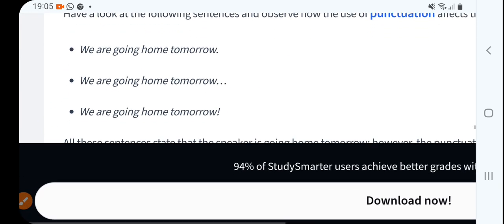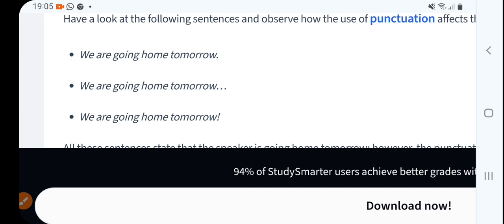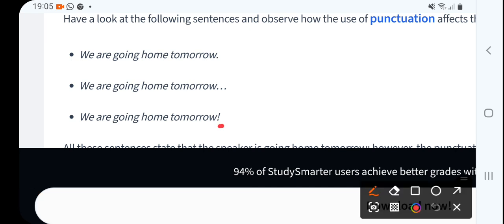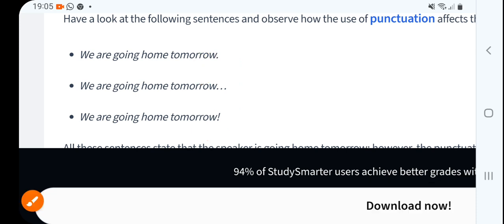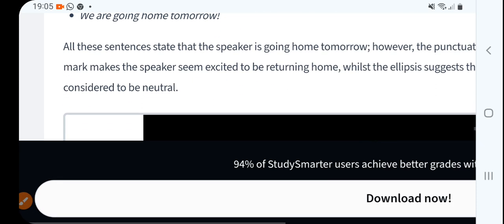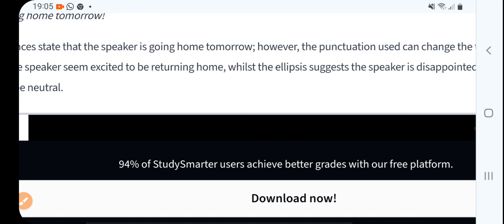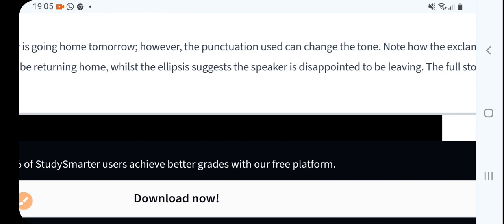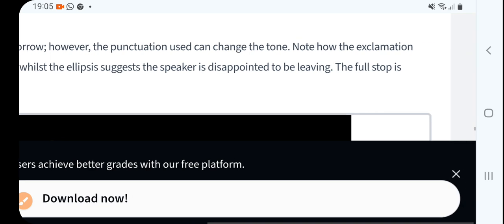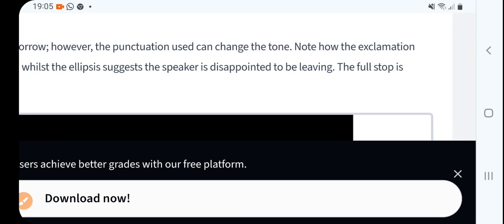We are going home tomorrow. We are going home tomorrow... We are going home tomorrow! That's an exclamation, three dots and this dot, and every dot speaks a lot, right? Please take care. All these sentences state that the speaker is going home tomorrow. However, the punctuation used can change the tone. Three dots are different, and an exclamation is different.